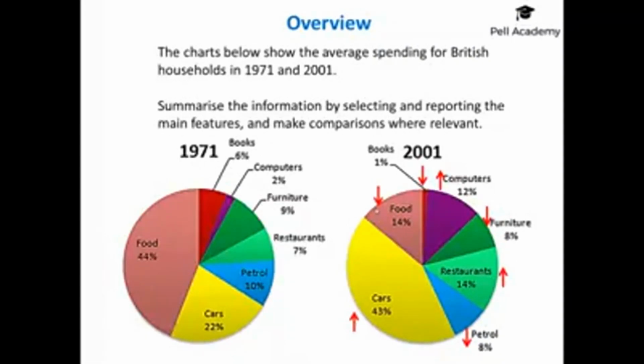So then, by saying they're the only ones that increased, we know that the other 4 categories decreased. So you just need to be aware of the different ways you can structure information without having to actually name each individual one in each instance. So that would be my overview.